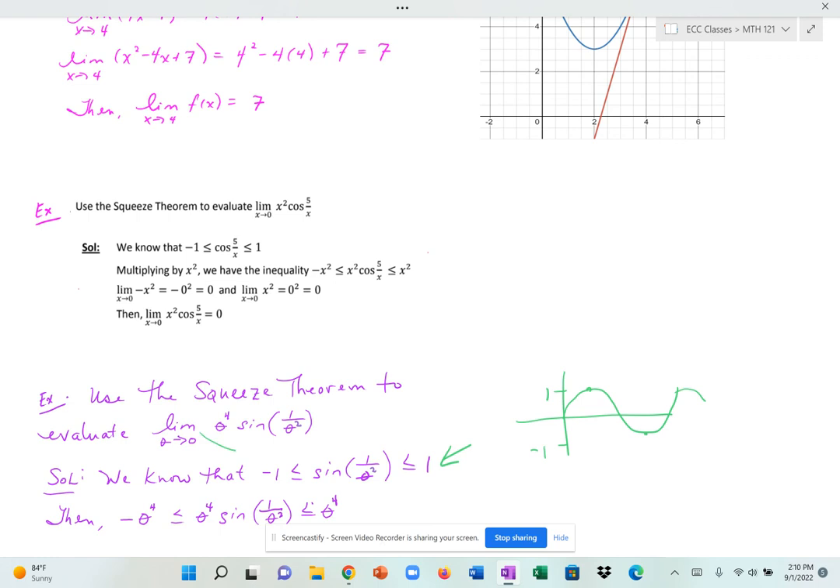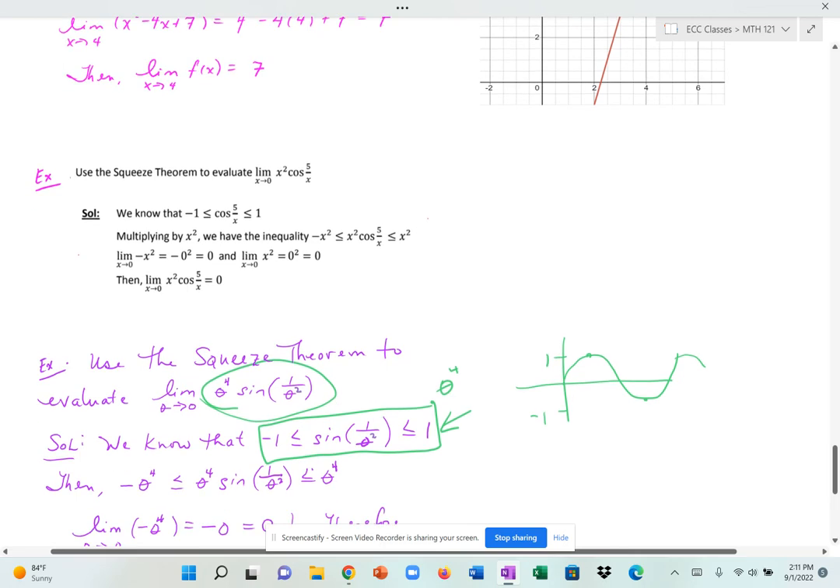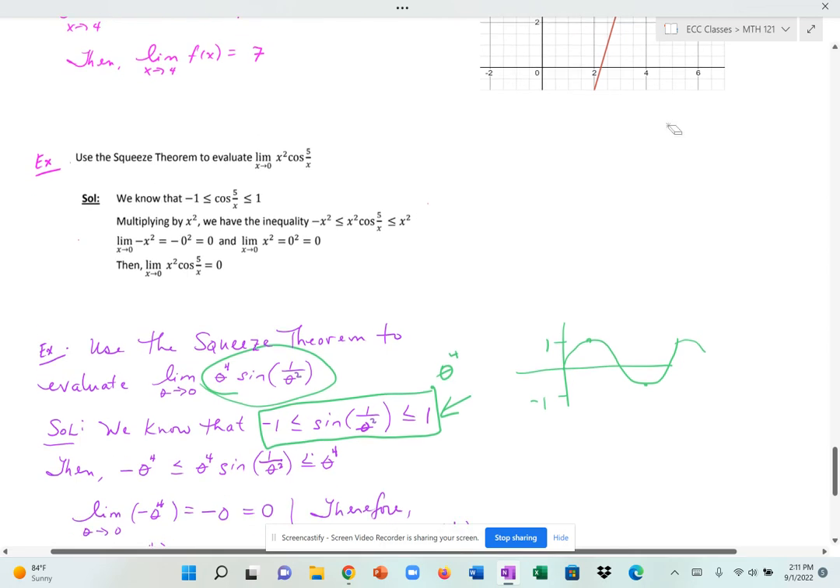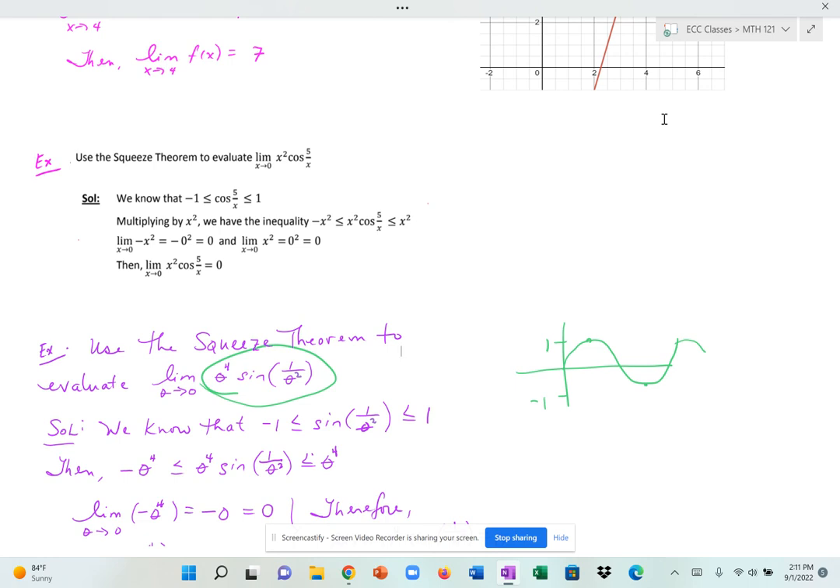But I'm interested in this function. So I need to multiply all three sides by theta to the fourth power so that the middle looks the same as what I'm interested in. So when I do that, you'll get the next line, and that is that negative theta to the fourth is less than or equal to theta to the fourth sine of 1 over theta squared, which is less than or equal to theta to the fourth.